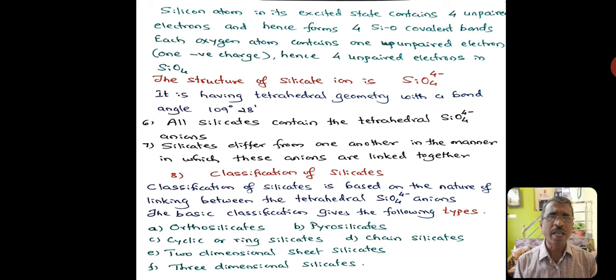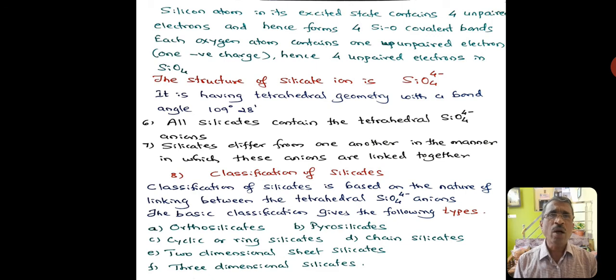Based on the linkage, the silicates are classified into 6 types. One is orthosilicates, second pyrosilicates, third cyclic or ring silicates, fourth chain silicates, fifth two-dimensional sheet silicates, and sixth three-dimensional silicates. In orthosilicates, the SiO4 4- anion is linked to some of the metal ions.